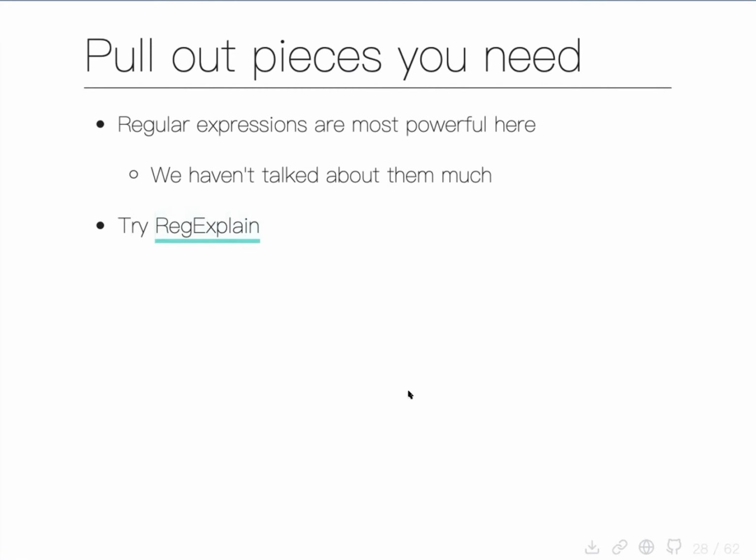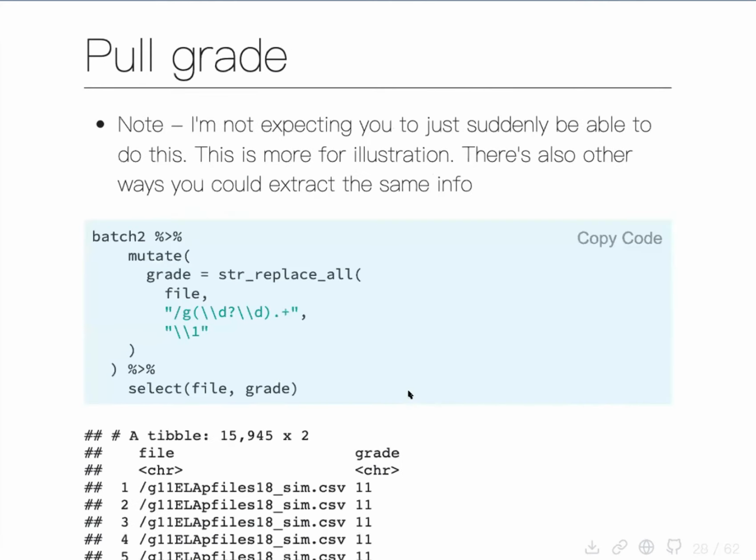And that's within R, so that is nice, because sometimes the regular expressions change a little bit between programs, but it's pretty much the same across all of them. All right, so here is an example of how I'm going to pull the grade. I'm saying string replace all for file, and then what I'm going to do is say find a pattern and then return something.